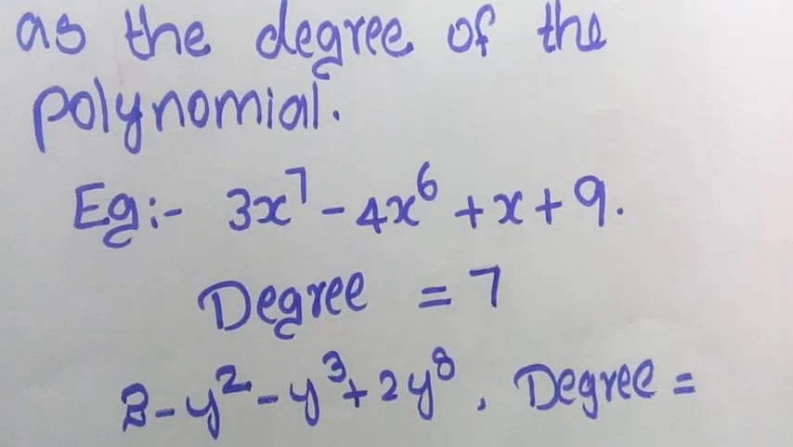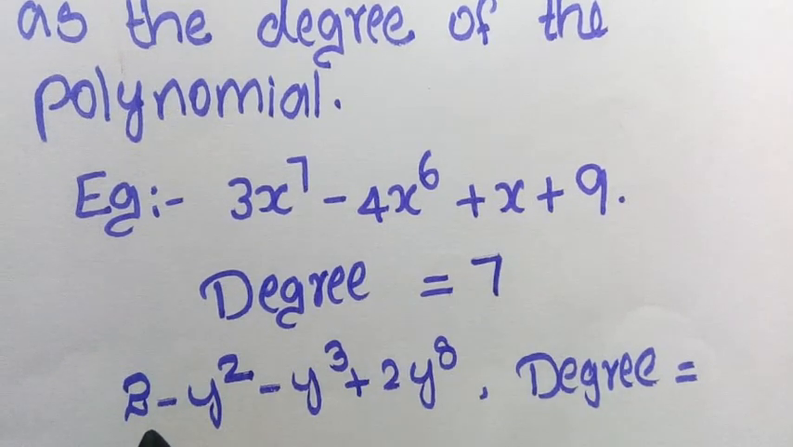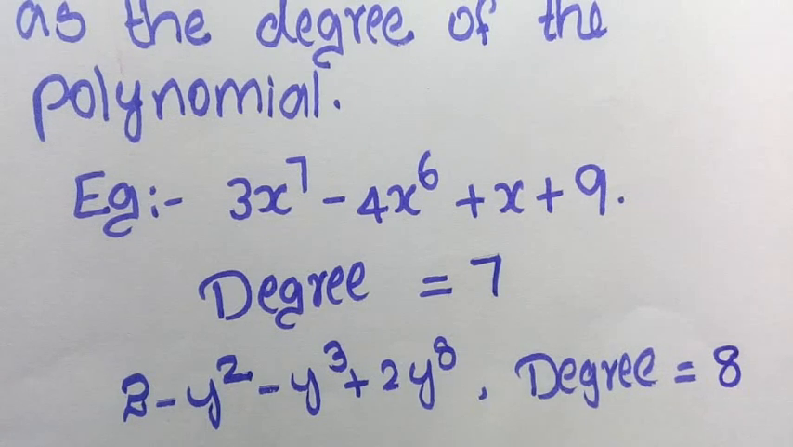We have one more question. 2 minus y square minus y cube plus 2y to the power 8. We need to find the degree of this polynomial. What is the degree? The highest power of the variable y is 8. So the degree of the polynomial is 8.